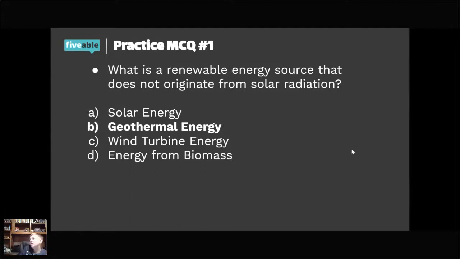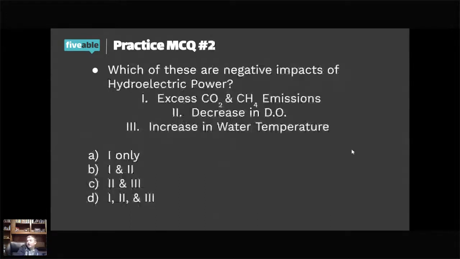Negative impacts of hydroelectric power. So remember when I talked about the 3 negative impacts? It was habitat destruction, disrupts fish migration, and one other one that affects these choices that I've given you. So go into the poll section and vote for what you guys think is the answer. I've tried to make this one a little more challenging.